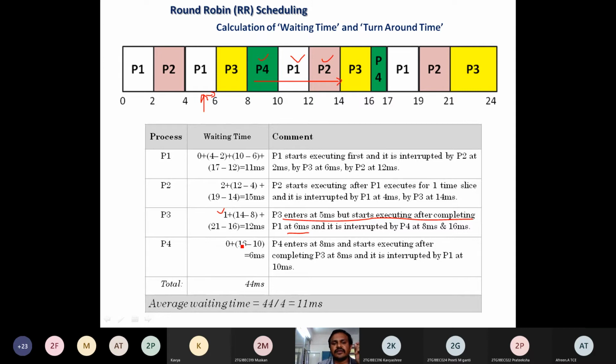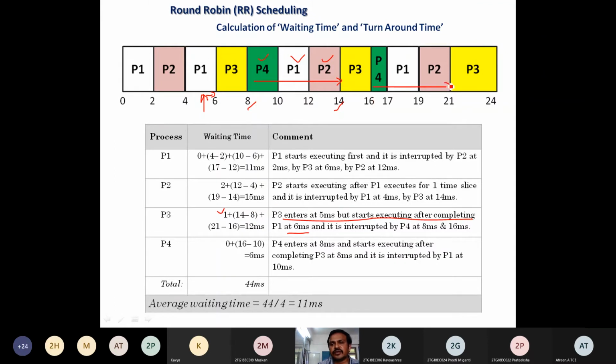So what is the time period? It is 14 minus 8. That is nothing but what? The completion period of P4, P1 and P2. So overall time it is 14 minus 8. Next, once again it is interrupted and it is waiting for its next turn.